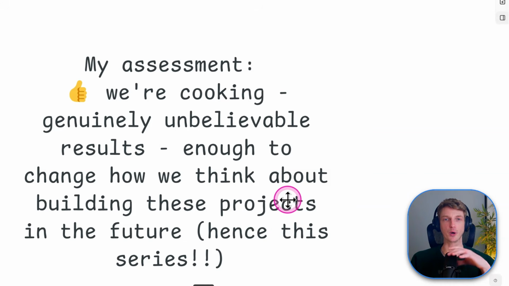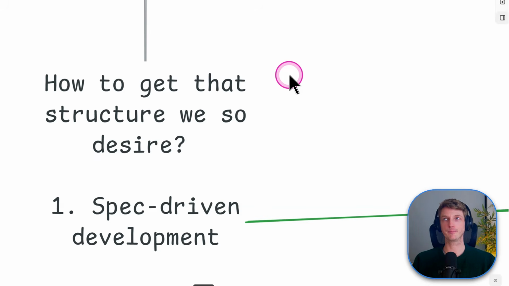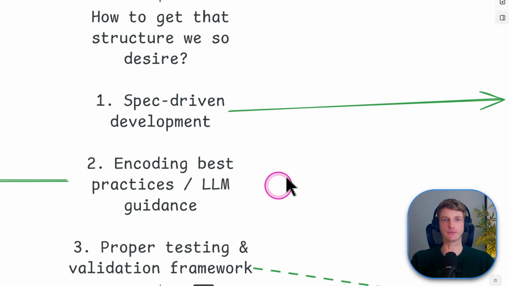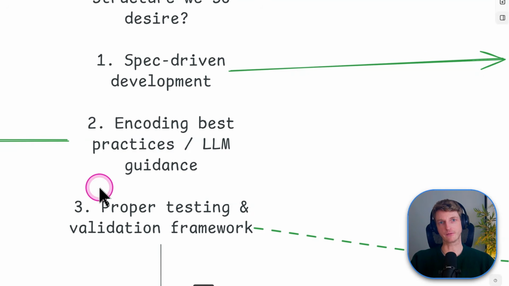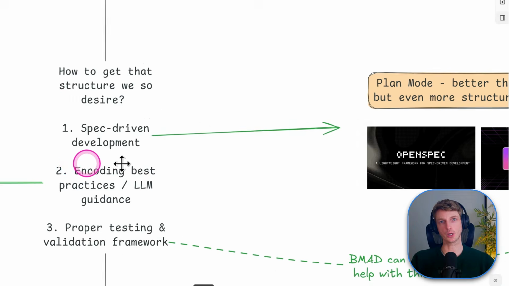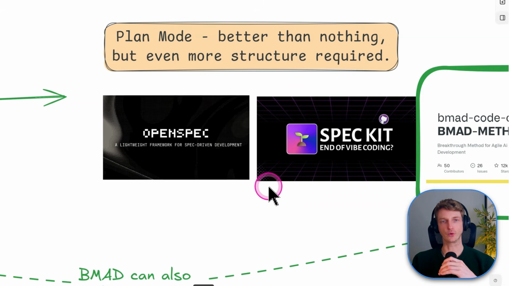And it was at that point where I was like, well, yeah, this is going to completely change how I think about developing projects. So then the question became, okay, so you've got that sandwich technique. How do we actually get that structure? Well, boiling it down to a few different things. Number one is spec-driven development. Number two is encoding those best practices, and getting LLM guidance documents, essentially, and then building a proper testing and validation framework.